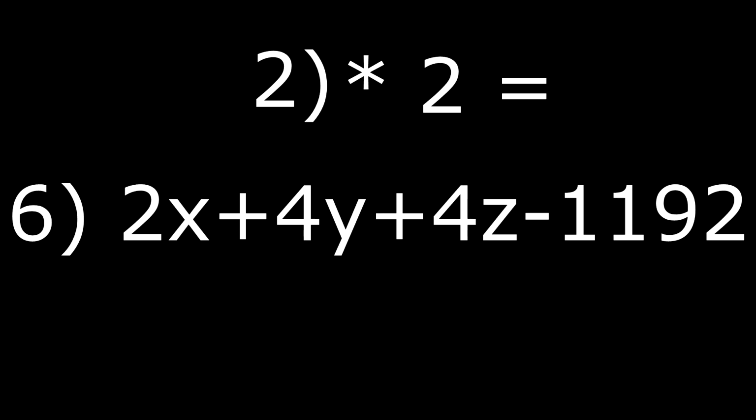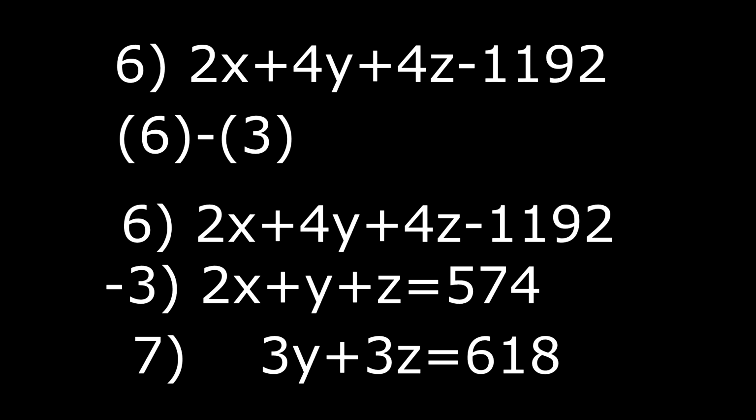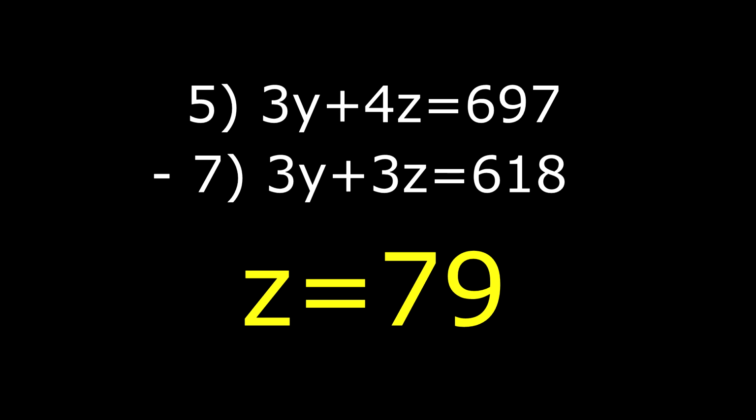Next you want to multiply equation 2 by the coefficient of x for equation 3 to make equation 6. Then you want to minus equation 6 from equation 3 to make equation 7. Now that we have removed the x variables from 2 equations, we can work out what the z variable is. Take equation 5 and minus equation 7 from it. This gives a value for z.